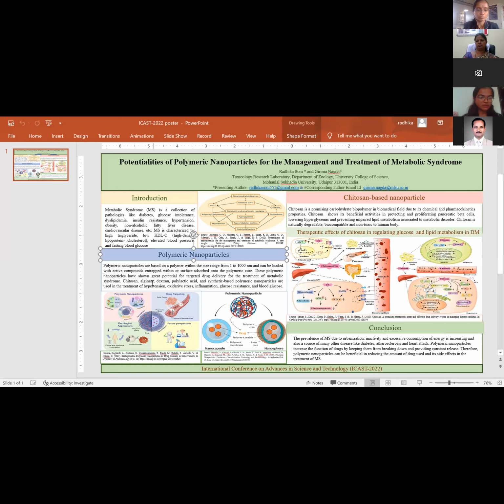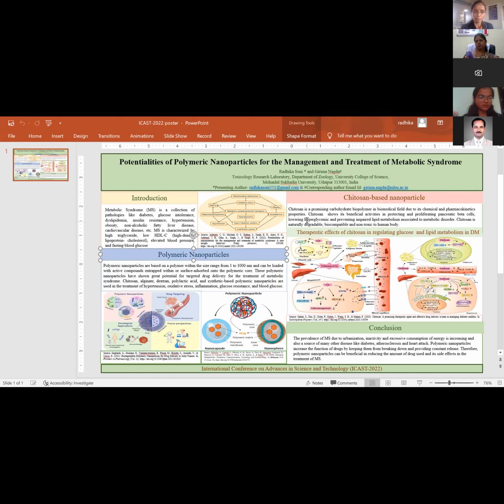Examples of the polymers used in nanoparticle synthesis are chitosan, alginate, dextran, polylactic acid, etc., which are used in the treatment of hypertension, oxidative stress, inflammation, glucose resistance and blood glucose control. And here I am using an example of a chitosan-based nanoparticle. Chitosan is a promising carbohydrate biopolymer in the biomedical field due to its chemical and pharmacokinetic properties.